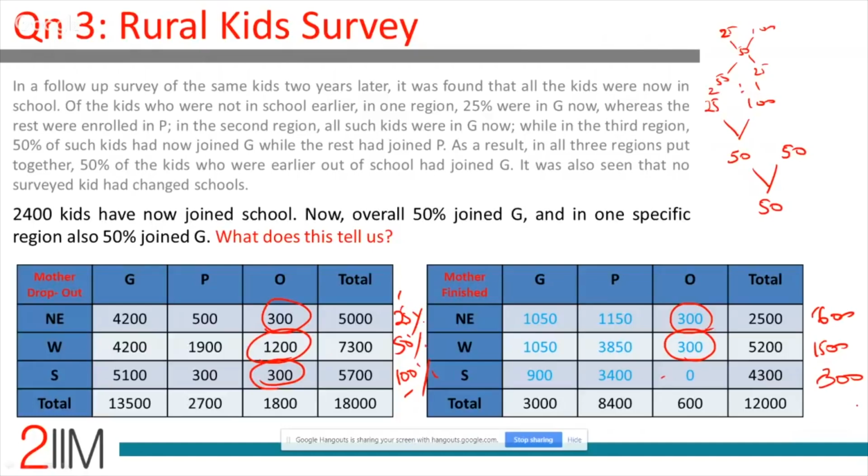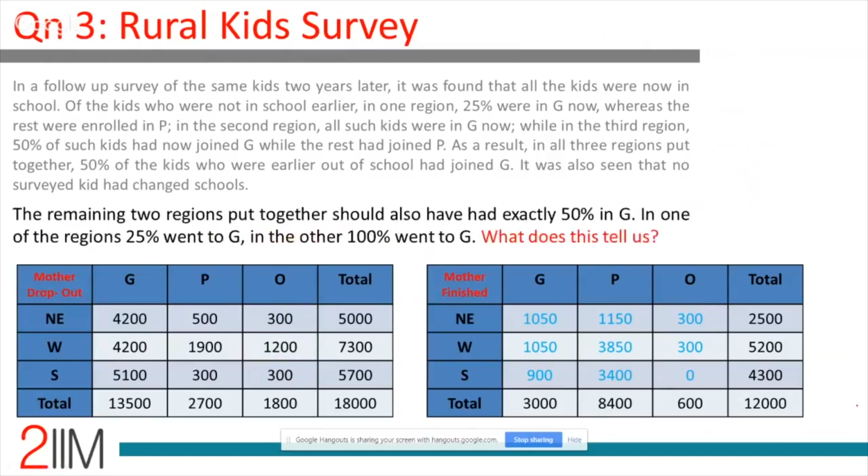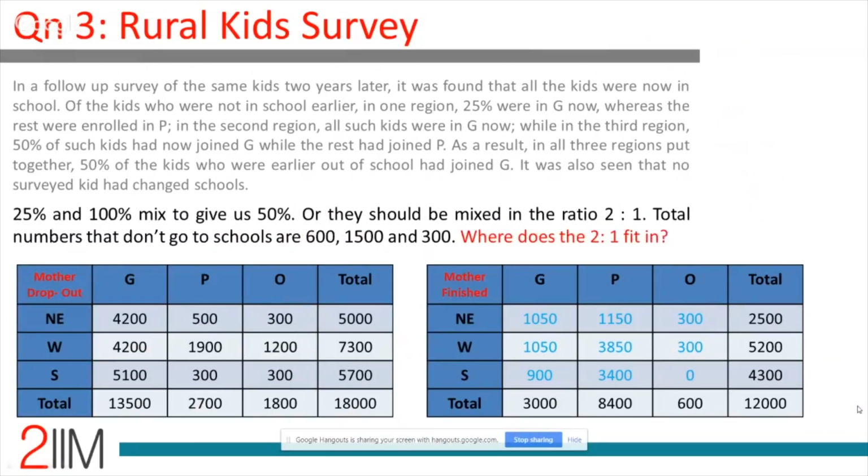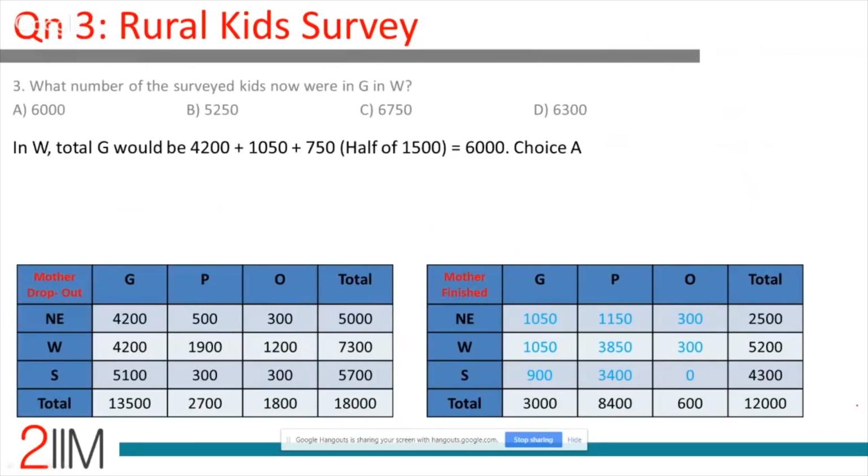So 25% of the students in Northeast go from O to G. 50% of the students from West go from O to G. 100% of the students from South go from O to G. Now let's go to the question. What number of surveyed kids were in G in the West?